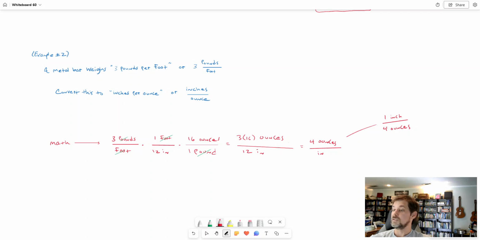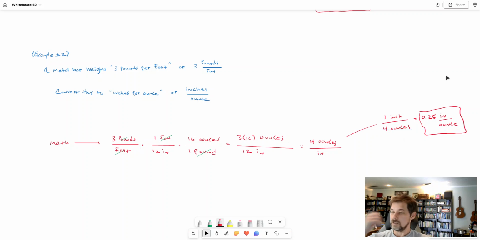But I could also just divide these numbers. If I divide 1 by 4, okay, then I'll get 0.25 inches over ounces. So it's like saying for every 1/4 of an inch of the bar, there's 1 ounce of weight. So that's the kind of expression that we're looking for in that conversion. All right, a 1/4 inch of the bar, 1 ounce of weight. Same thing as saying 1 inch of the bar, 4 ounces of weight.